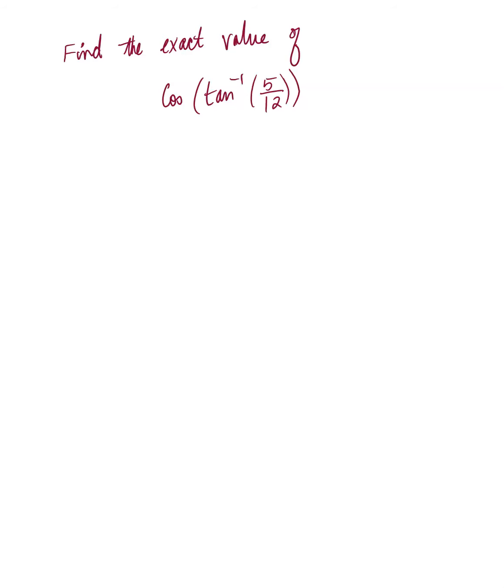Our approach is to first understand what is happening inside and what's happening outside. So cosine of something means this whole thing must be an angle, because it's cosine, not cosine inverse. And tan inverse of 5 over 12 has to be an angle too, because tan inverse of a ratio should give us an angle. So it's all lining up. Let's call this angle theta because it's unknown at this point.